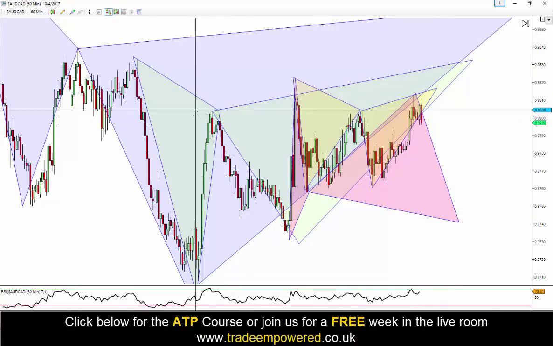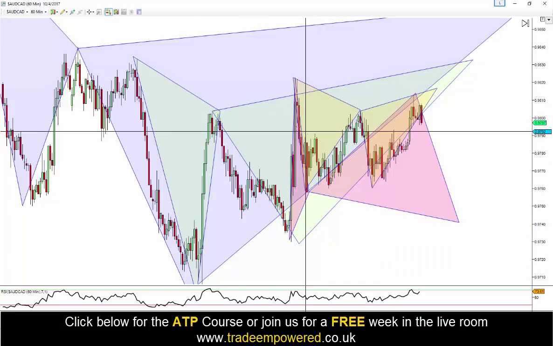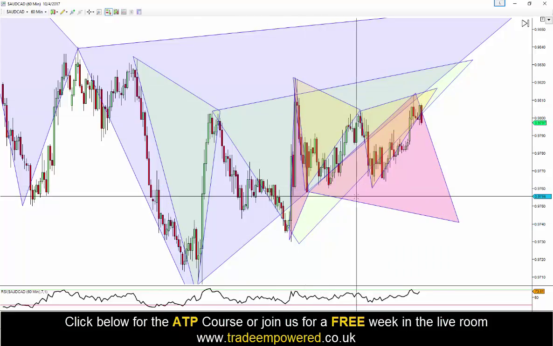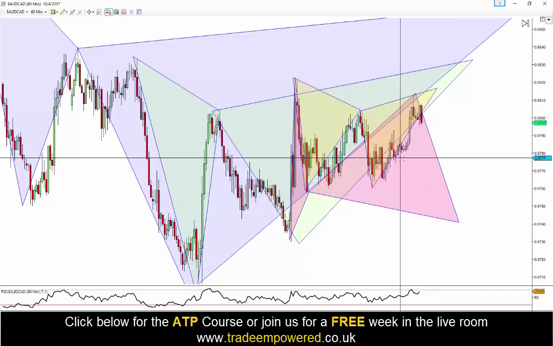If this ratio is hit, then I look for that ratio. If that ratio is hit, then I look for the next ratio. If that ratio is hit, I look for the completion point. And if we get the completion point, I enter. My stops go here, my targets go here.